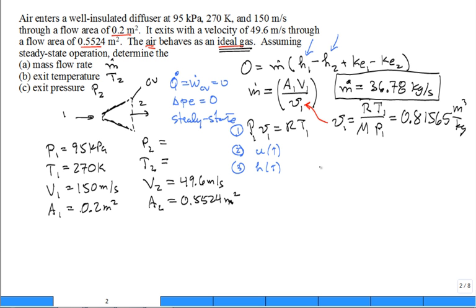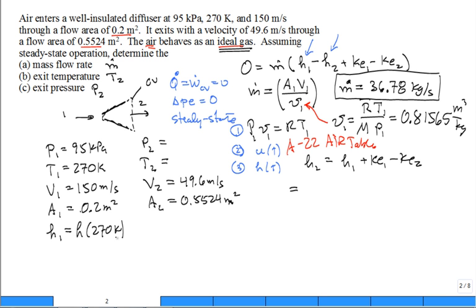So what we'll do is solve for H2, and since it's a function of temperature only, I'll then solve for T2 using table A22, the air tables. All right, so from the energy balance, H2 is H1 plus kinetic energy 1 minus kinetic energy 2. H1 is evaluated at 270 Kelvin, and I go to the air table and find H1 is 270.11 kilojoules per kilogram. Again, that's out of table A22.